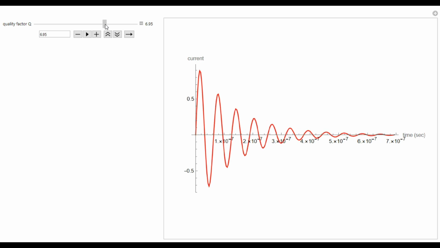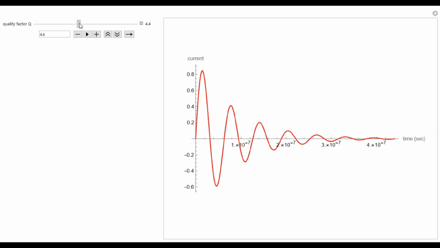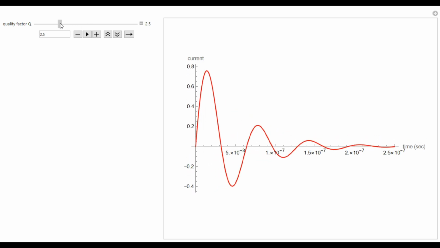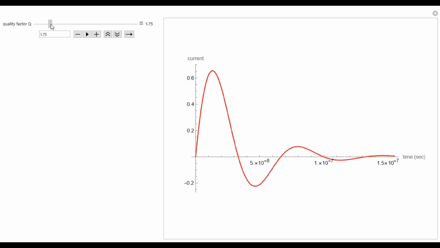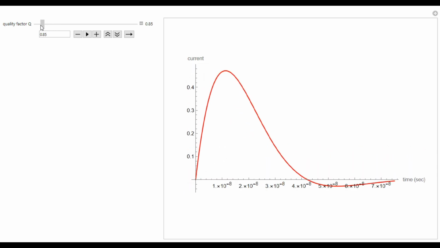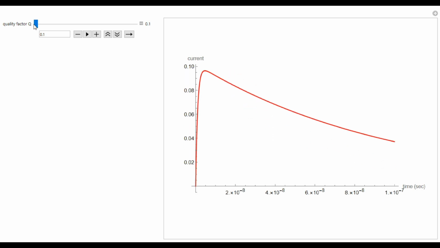2. Filters. Overdamped and critically damped RLC circuits are used in electronic filters to remove unwanted frequencies. 3. Power systems. RLC circuits are used in power systems to stabilize voltage and current. Understanding the Q factor is crucial for designing these systems to behave as intended.